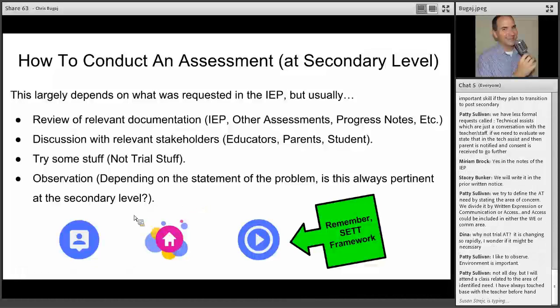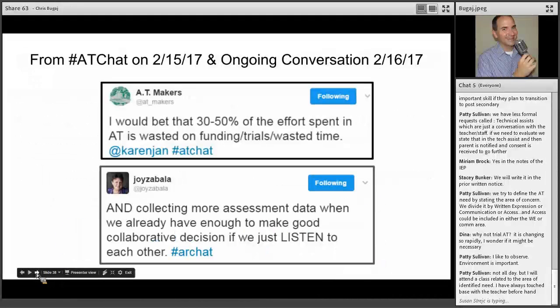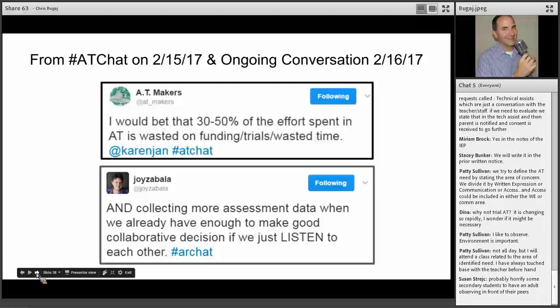I hope that, and again, as down there at the bottom, remember the SET framework. That's really what you're looking at when you're conducting the assessment. Information about the student, information about the environment, and then the information about the task that we're asking the student to do. Right?